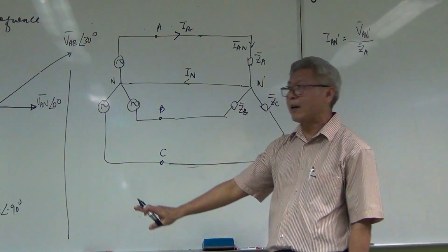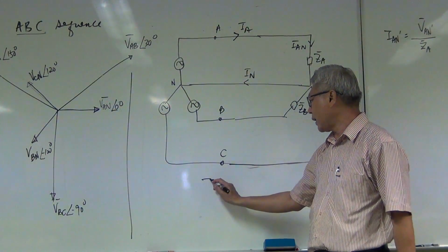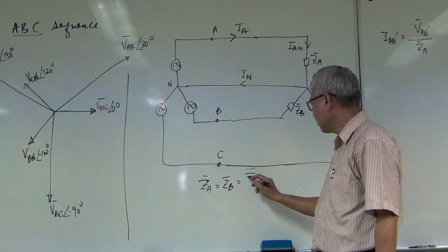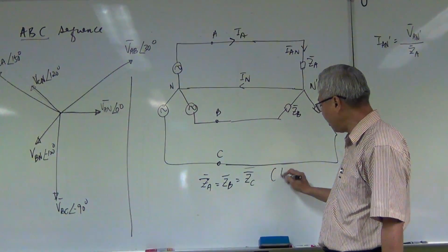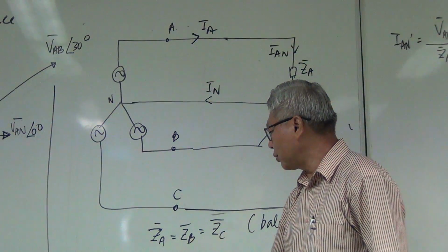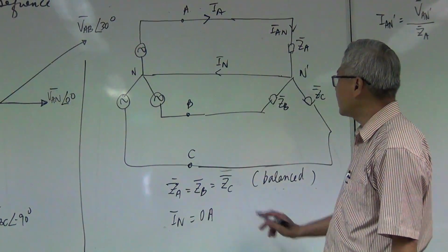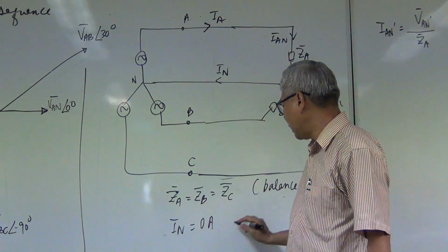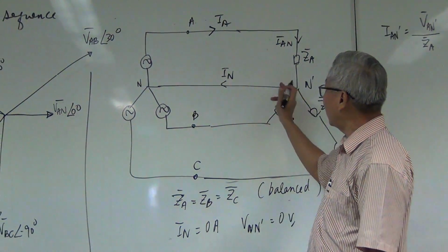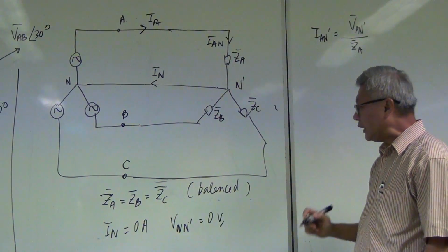Alright, so now let's come back to our star circuit again. Remember, if they are balanced load, ZA, that means the three impedances are the same. This is called a balanced load. The neutral current is equal to 0 ampere. In other words, if there's no current flow, the voltage Vnn' is equal to 0 volt. There's no current, so no potential difference across the 2 points.